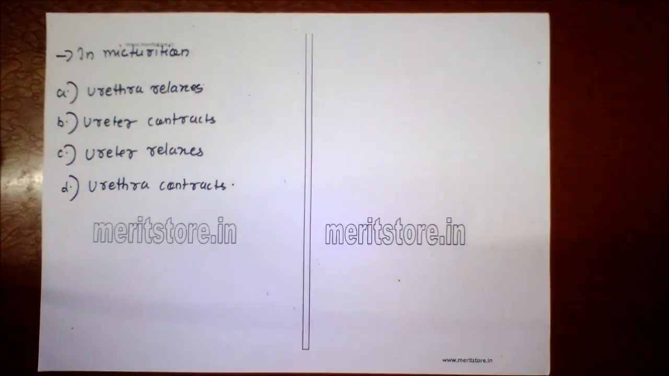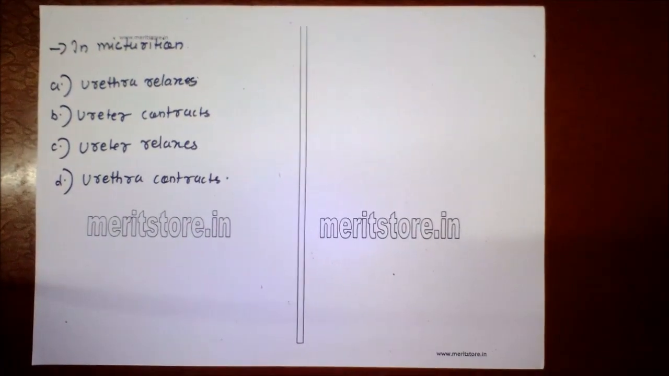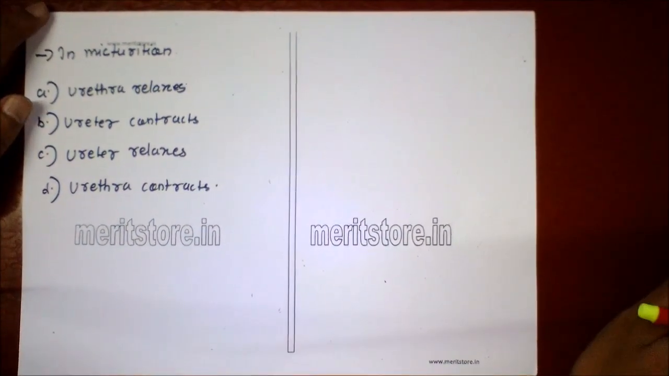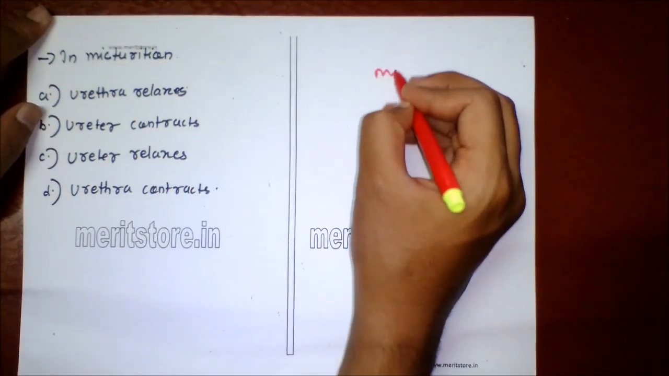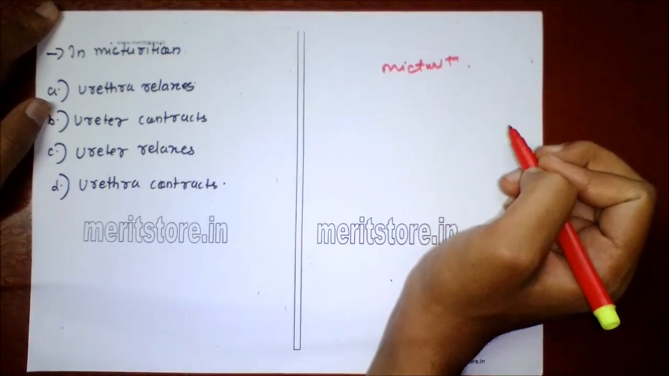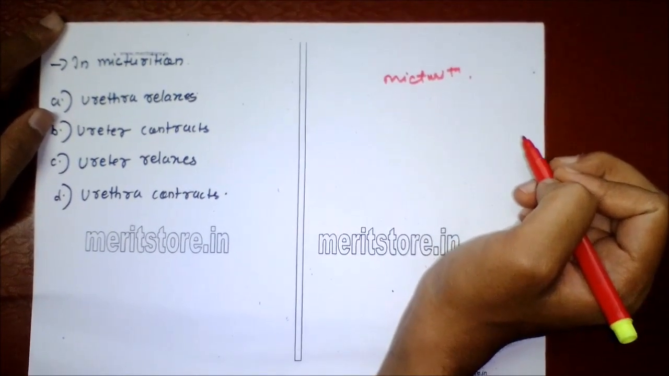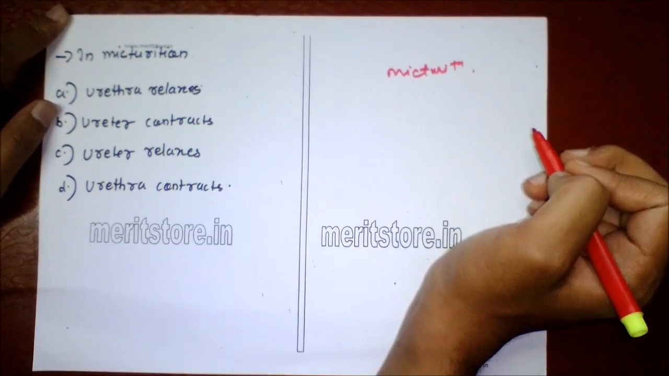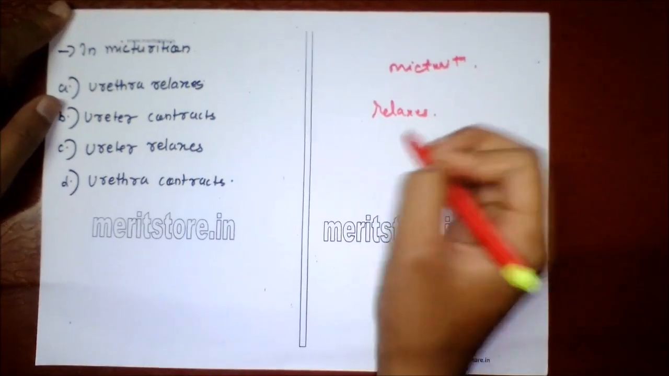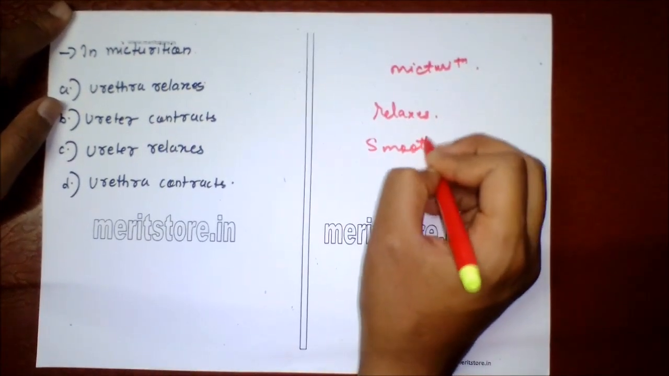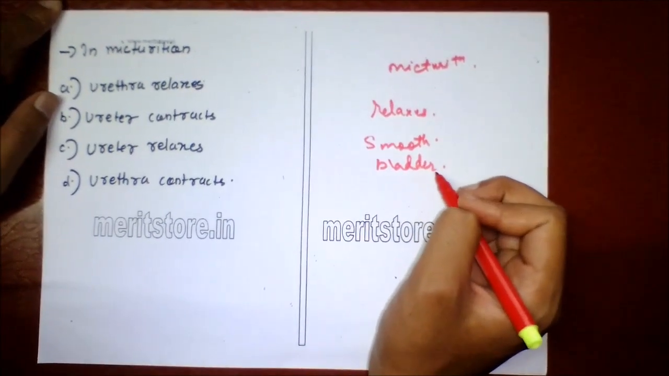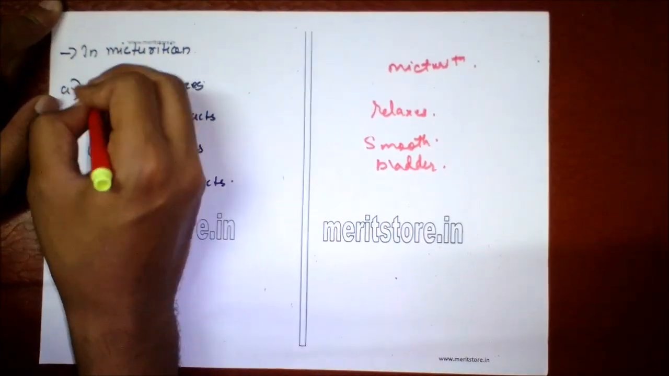In micturition, A. Urethra relaxes, B. Ureter contracts, C. Ureter relaxes, D. Urethra contracts. The process of passing out of urine is micturition or urination. During discharge of urine, the urethral sphincter relaxes and the smooth muscle of the bladder, which is known as the detrusor muscle, will contract gradually. So option A is the correct answer.